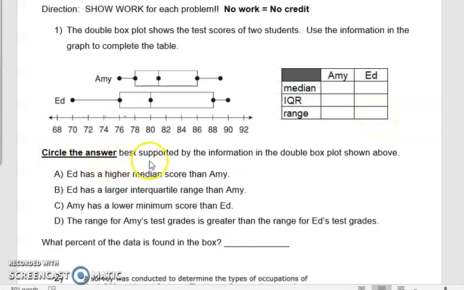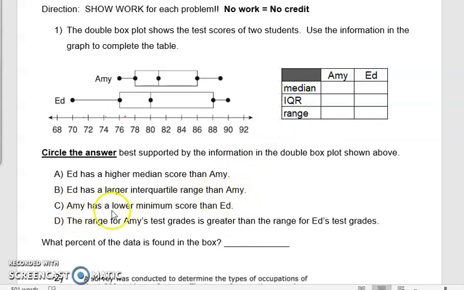Circle the answer best supported by the information in the double box plot shown above. A, Ed has a higher, más grande, median score than Amy. Ed has a larger, más grande, interquartile range, IQR, than Amy.